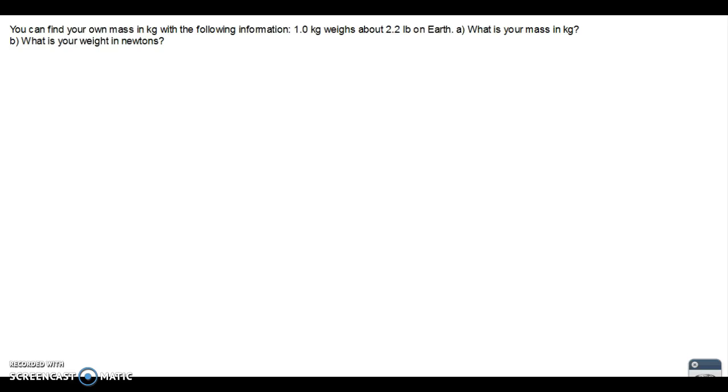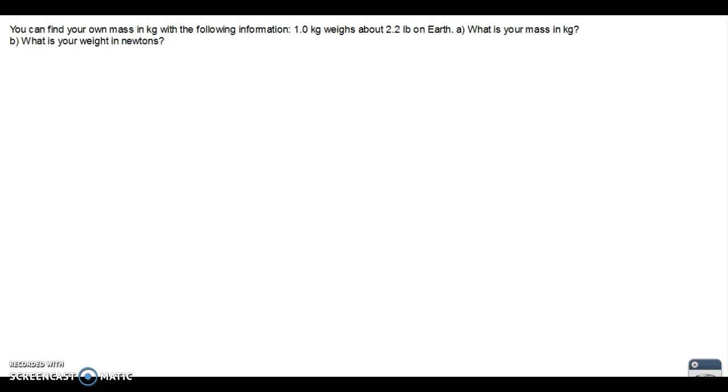Hey guys, this is Forces in One Dimension and Two Dimension Practice Problems. Number one, we're looking at finding our own mass in kilograms with the following information. We've got a kilogram weighing about 2.2 pounds on Earth. What is your mass in kilograms, and what is your weight in newtons? Well, there's two parts to this question. Part number one, we are looking at how to find our mass in kilograms.